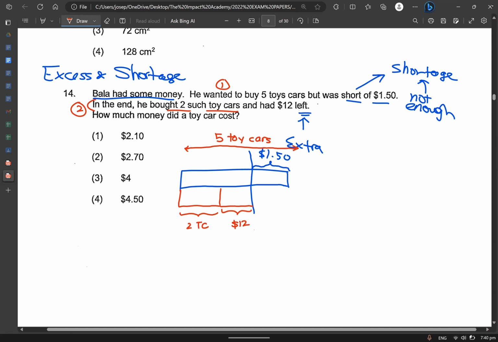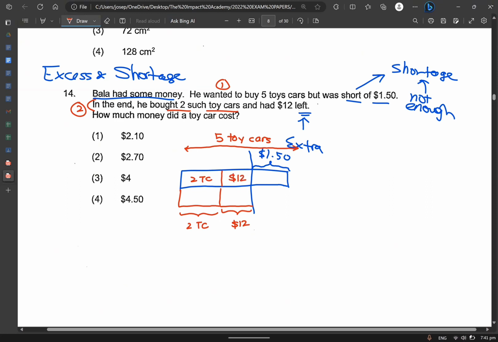Now, why is it that Teacher Joseph stopped here? Because this line over here is the most important line that you need to learn. The line over there tells you the total amount, the maximum amount. Now, if this is 2 toy cars, learn how to do mirror image. We're going to mirror image up. So this is also 2 toy cars. What else? This is $12.